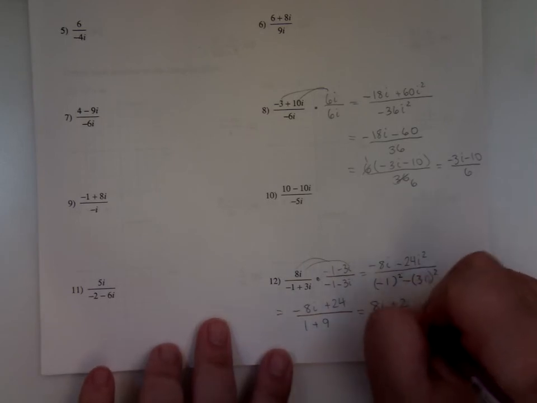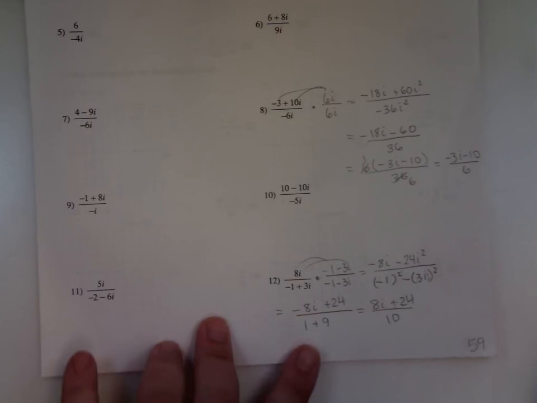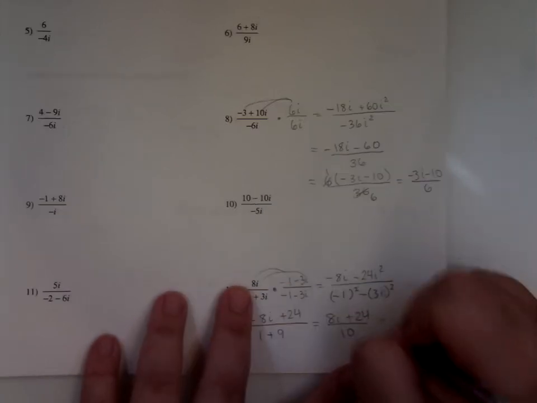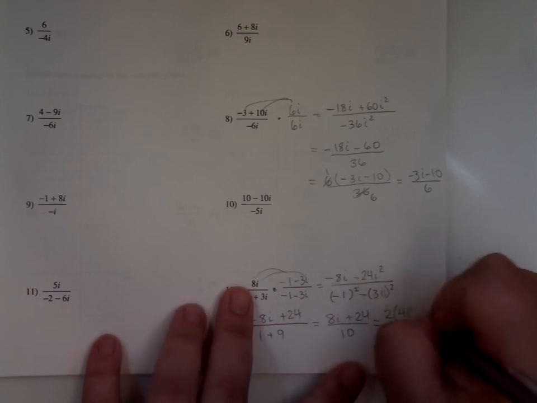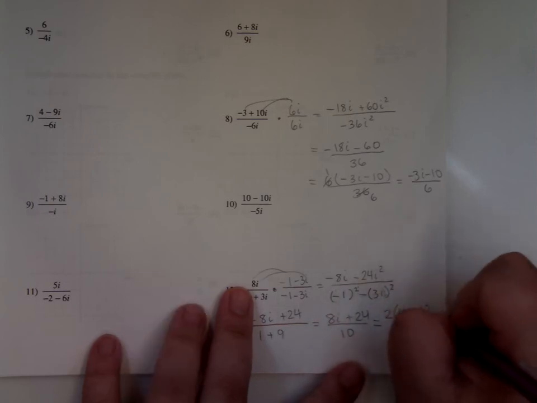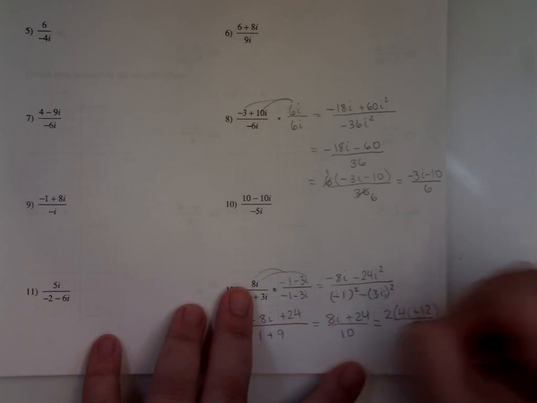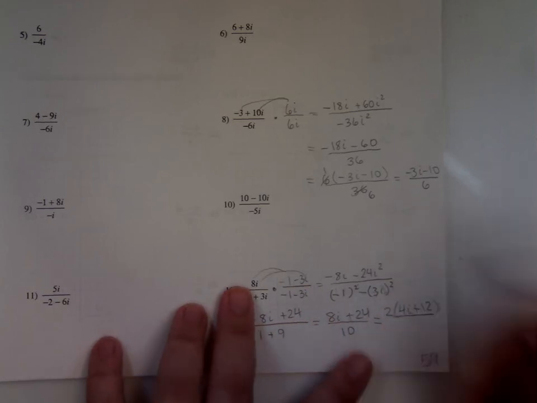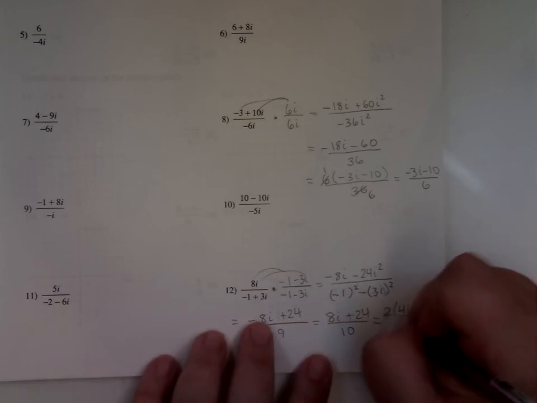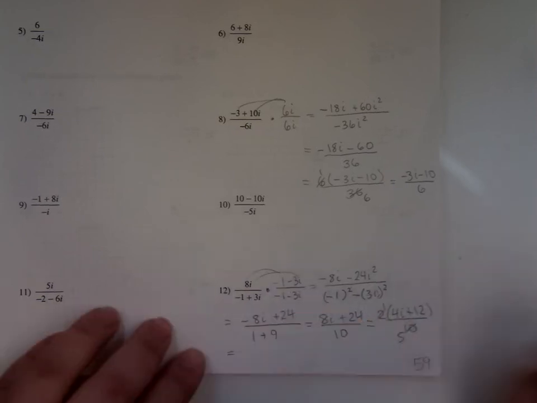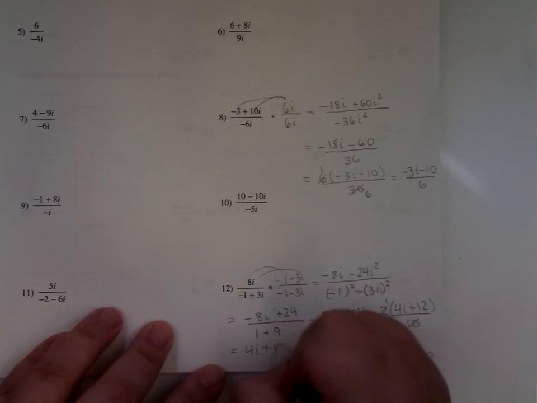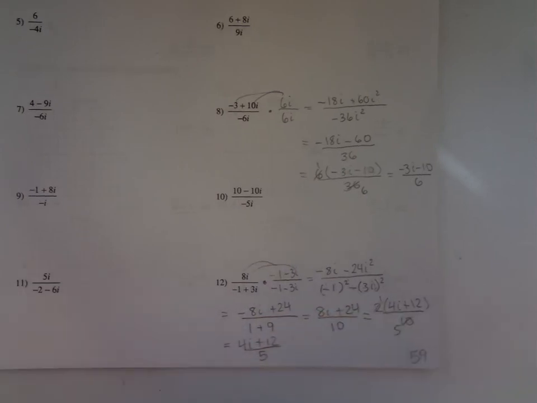We can factor out a 2. So 4i plus 12 all over 10. Cancel, cancel. And final answer, 4i plus 12 all over 5. Okay, so that is rationalizing an imaginary denominator.